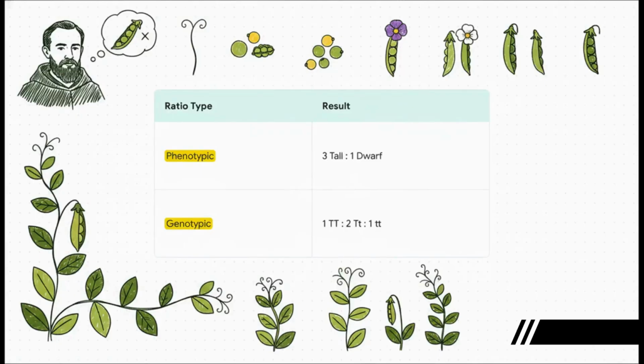Look at this slide. This is the heart of the mystery. On one side, you have the phenotypic ratio, 3 tall plants to 1 dwarf plant. This is what you can see with your eyes, right? The observable outcome. But on the other side, we have the genotypic ratio, 1 to 2 to 1. This reveals the secret, the underlying combination of genes. Understanding how we get both of these from the same experiment, well, that's the key. And it all started with one man and his garden.